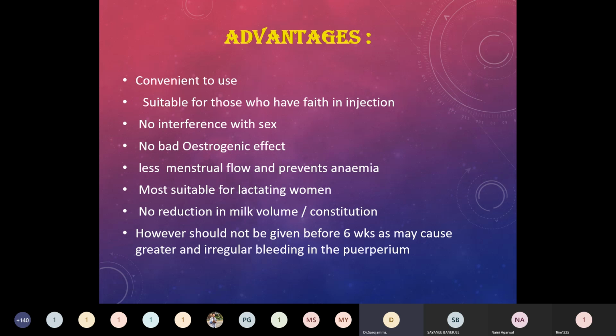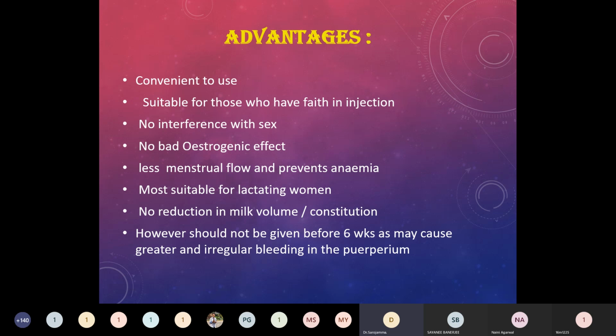Advantages: they're convenient to use, suitable for women who do not want something in the uterus, they have faith in injection, and it doesn't interfere with sex. More than anything, it's a depot preparation. It doesn't require women to take a tablet every day, there is less menstrual flow, and it prevents anemia. Most suitable for lactating women, with no reduction in milk volume or constitution as is seen in the case of combined oral pills.